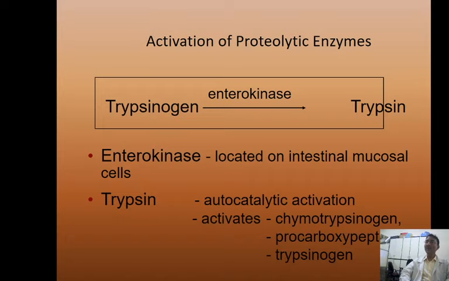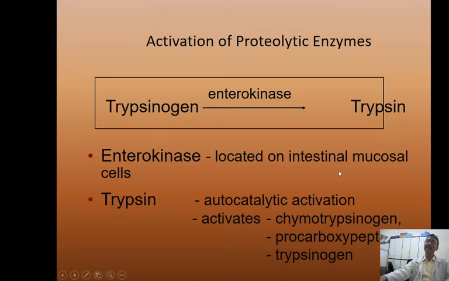Now, what does this enterokinase do? This enterokinase acts on trypsinogen and converts it into trypsin. And where is this enterokinase present? It is present on the intestinal mucosa cells. Remember here that it is present on the intestinal mucosa cells. It is not present within the pancreatic gland or in the ductal cells.